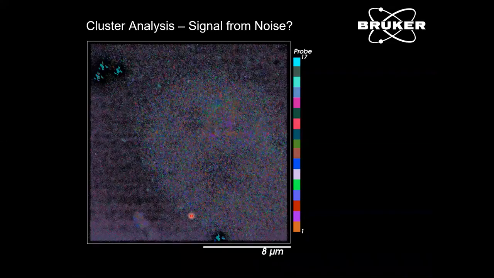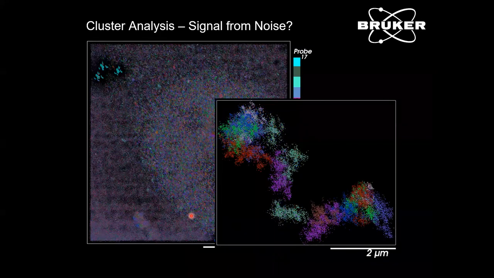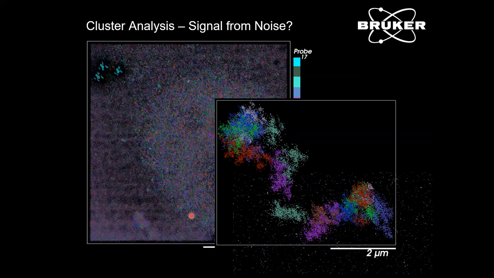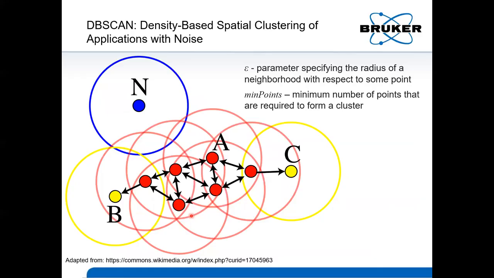At first glance, these experiments can appear very noisy. So how do we go from this very messy image to isolating signal from genomic structure? We use the data associated with every localization to separate signal from noise. We have a few algorithm options in SRX for performing cluster analysis, but the one used for the genomic data I've showed you is DBSCAN, which stands for Density-Based Spatial Clustering of Applications with Noise.